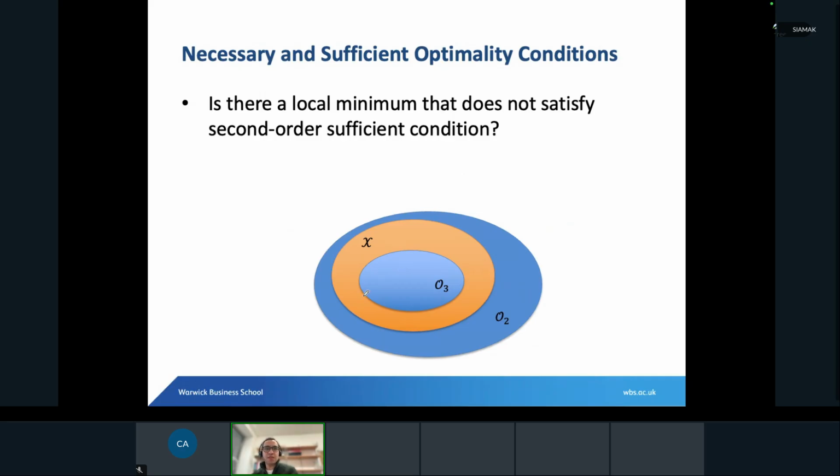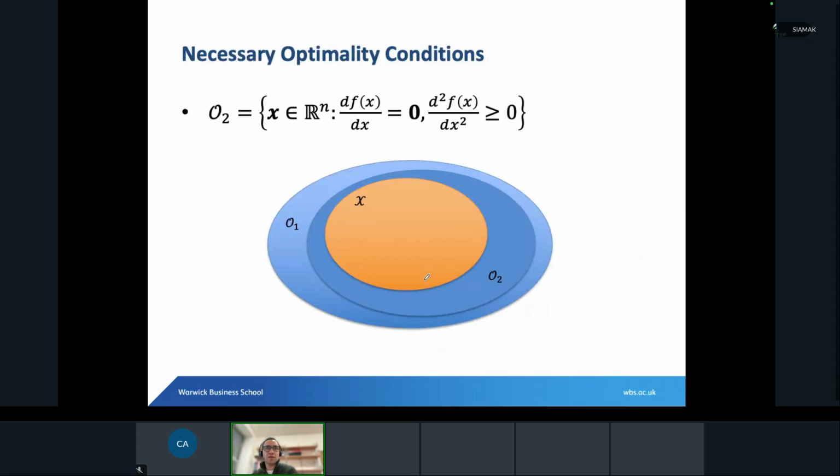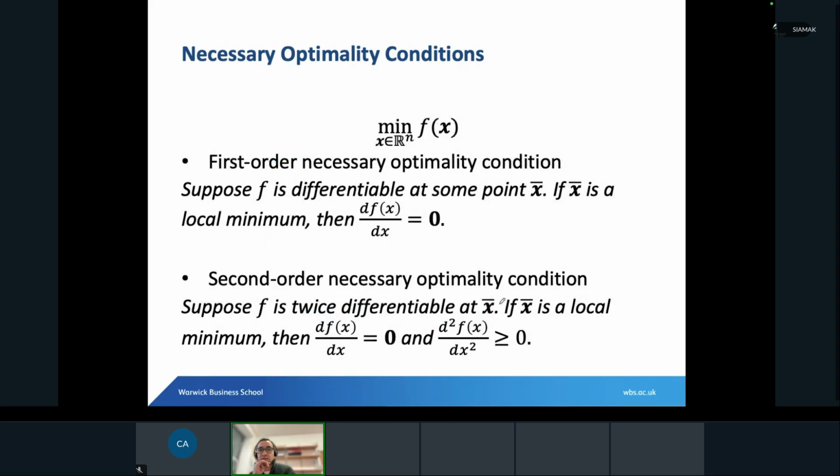Is there a local minima that does not satisfy second order condition? What do you think? Remember the second order condition that we have? Is there any local minima that does not satisfy the second order necessary optimality condition, which says that if f is twice differentiable and x bar is a local minima, then the first derivative is equal to 0 and the second derivative is non-negative.